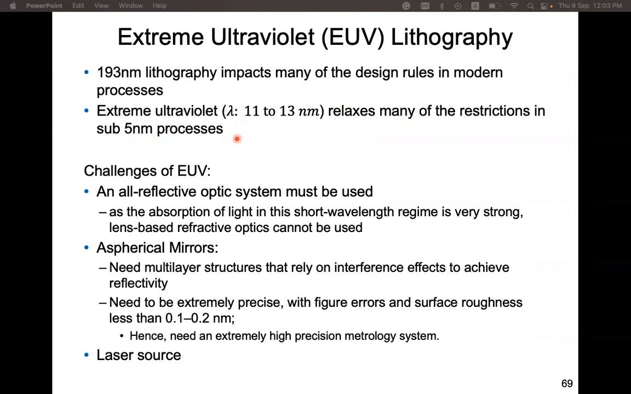But EUV is not an easy thing. There are many challenges. The first thing is that an all reflective optical system must be used. It cannot use lens. Lens has a high absorption rate for EUV light. So mirrors must be used instead of lens.